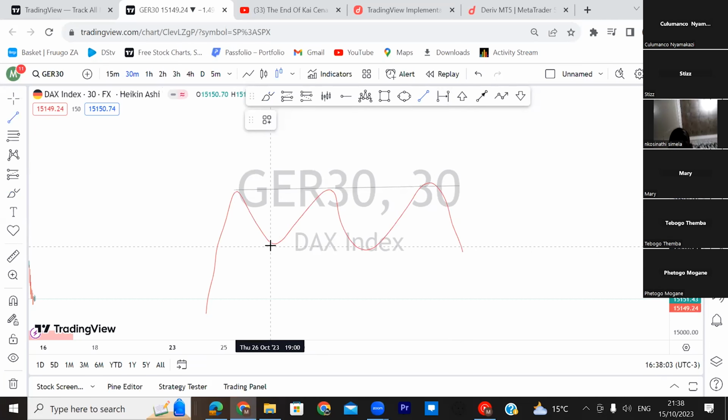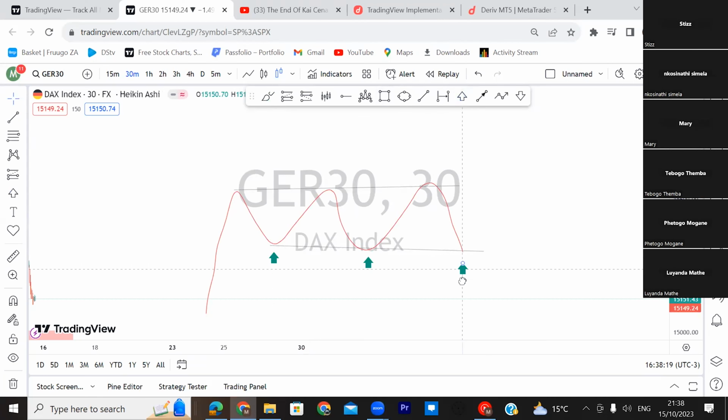resistance and my support. So you can see at the support, the price touched the trend line 3 times, right? We have 3 touches on our support. So the third touch is the one that I'll be very interested in. Reason being, it has the highest probability. This touch always has the highest probability.